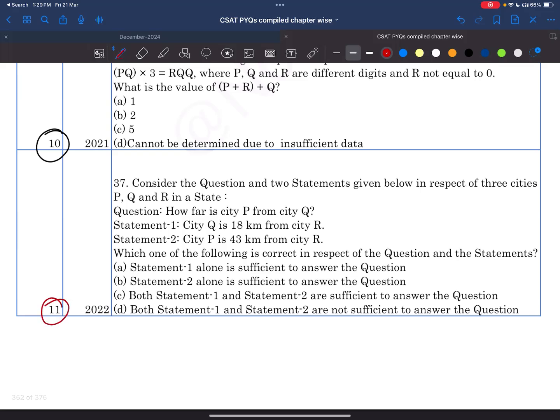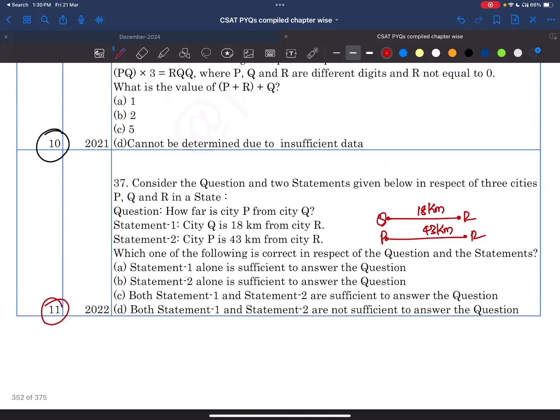Now let's go to the 11th question. Consider the question and 2 statements given below in respect of 3 cities, P, Q, and R in a state. Question: how far is city P from Q? Which of the following is correct in respect to the question and the statements? What is asked? How far is P from Q, right?